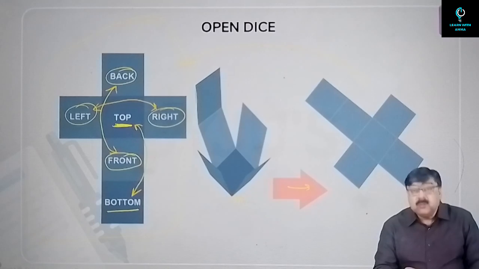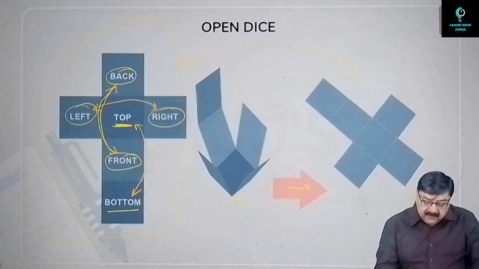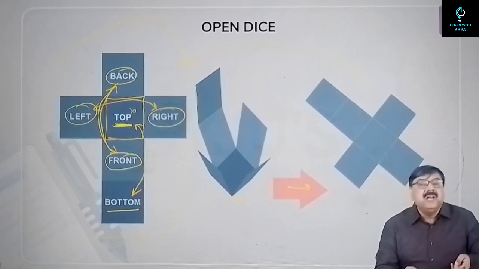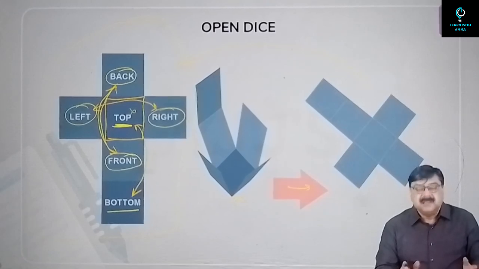And that happens when we skip one square either in a row or in a column. See, when we went from front to back, we skipped top in between this square. So in alternate squares only you will find opposite faces.